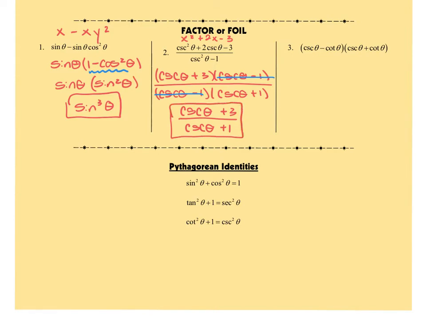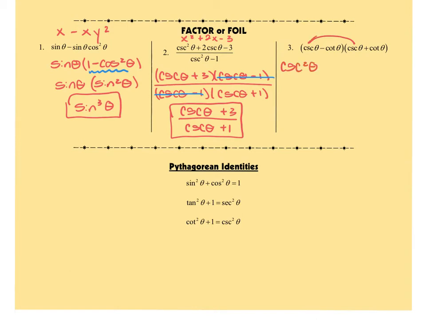On the next one, I see things added and subtracted, but I don't see anything squared and I don't see any ones. So Pythagorean identities aren't going to be useful, but I could FOIL this out. So instead of factoring like we just did, we could FOIL this one. So that's what I'm going to go ahead and do. I'm going to FOIL this out. So I'll get my cosecant squared theta. The squared comes before the theta.